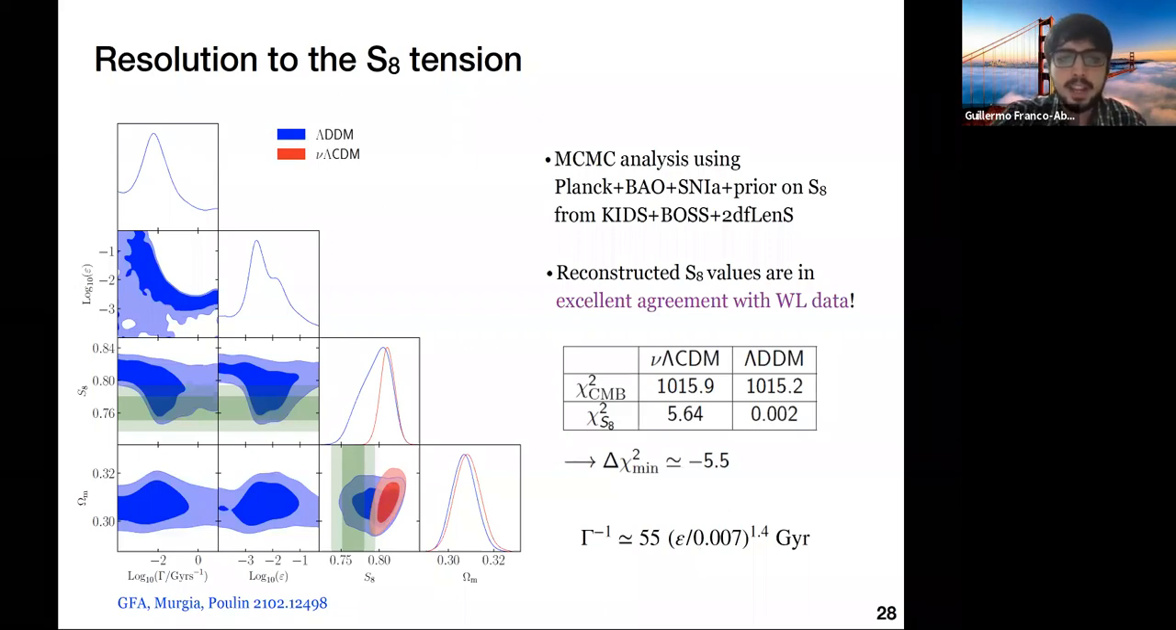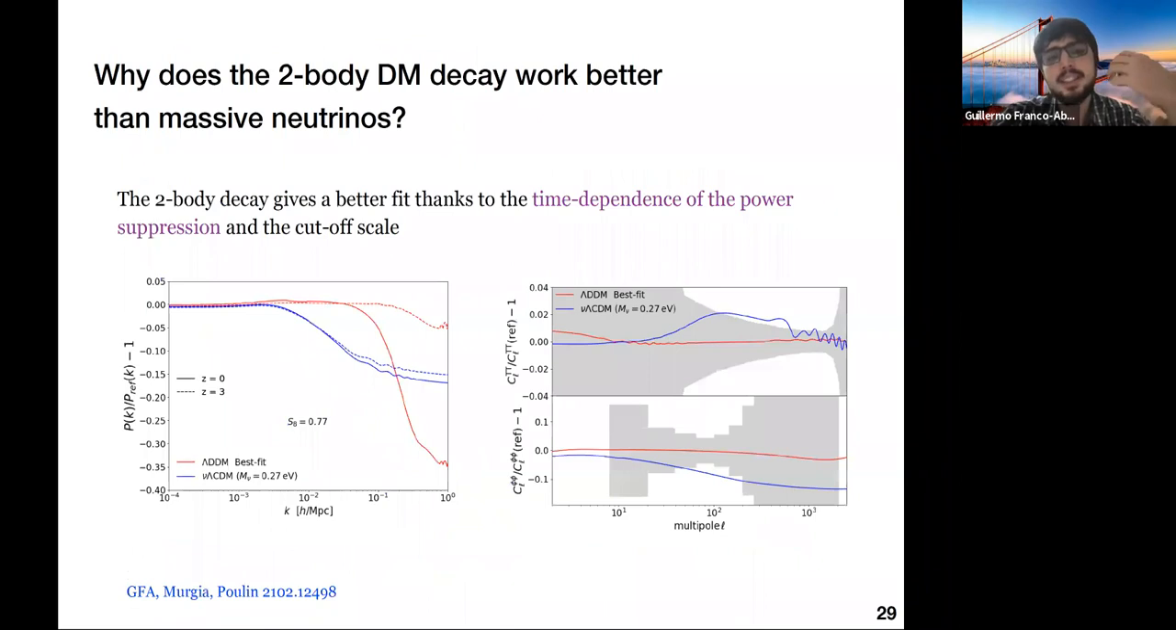Okay, but now one could ask the question, why is it that this two-body decaying model performs better than this other model that also gives a power suppression, which is the massive neutrinos? And the key here is that it's because of the time dependence of the power suppression.